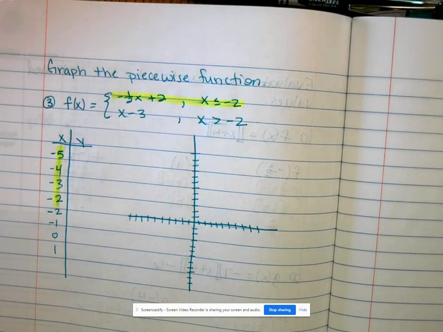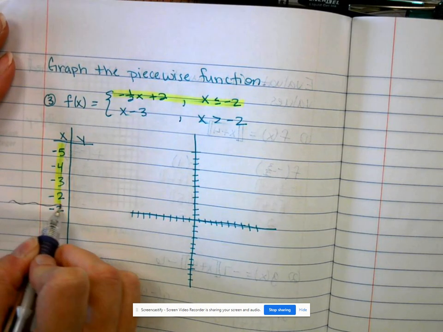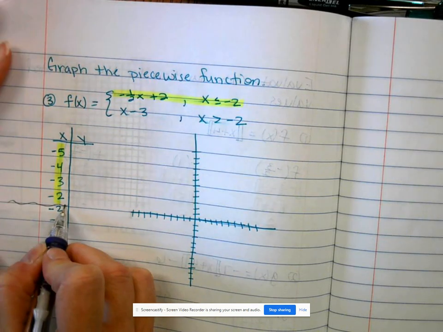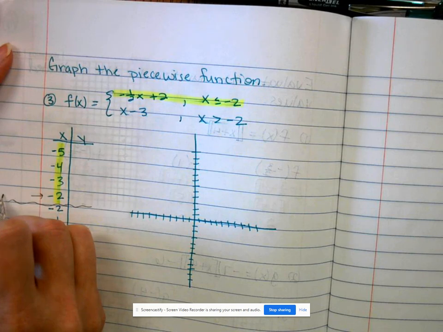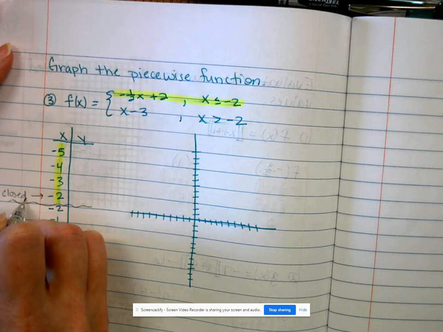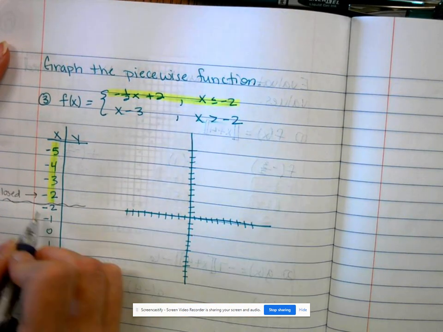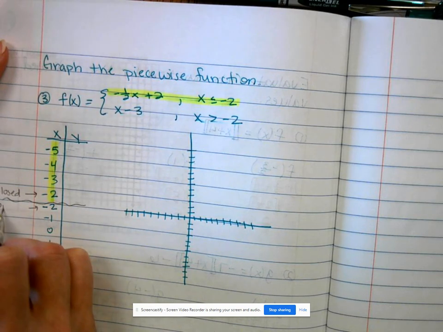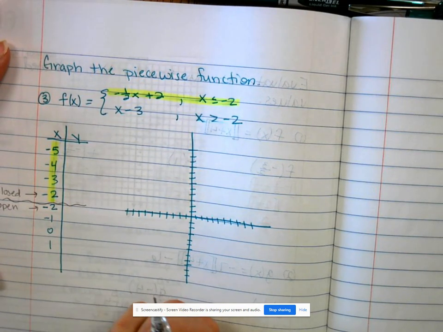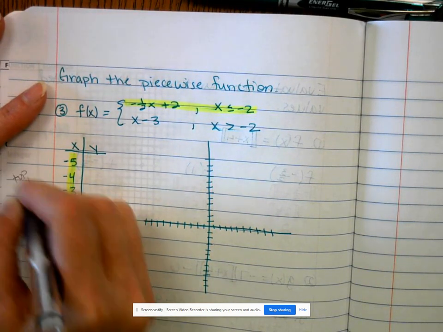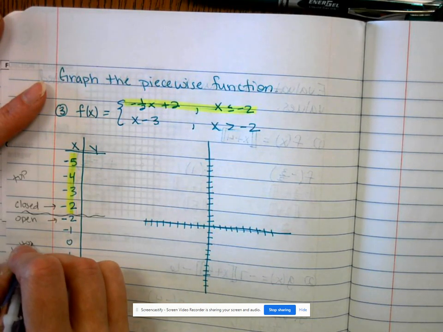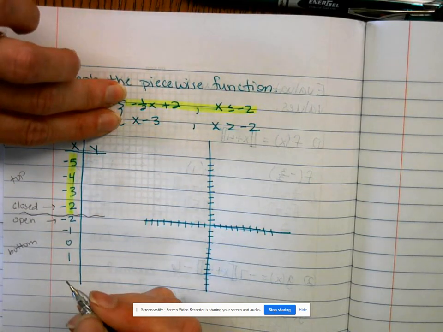All right. So right here at -2 is where we split from one piece to the other. For this -2, we're going to plot that point with a closed circle because it has the equal to. This -2, we're going to plot with an open circle because it doesn't have an equal to. All right, this is the top of the function. This is the bottom of the function, looking up here, top, bottom.